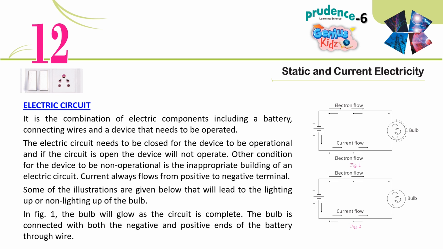Current always flows from positive to negative terminal. Some of the illustrations are given below that will lead to the lighting up or non-lighting up of the bulb. In figure 1, the bulb will glow as the circuit is complete. The bulb is connected with both the negative and positive ends of the battery through wire.